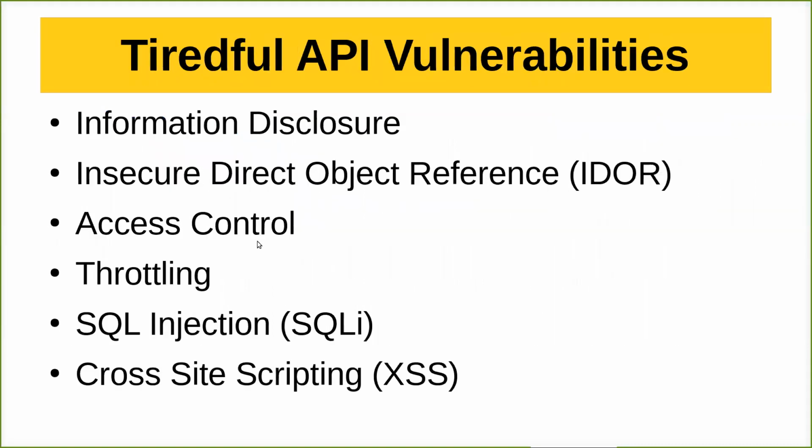So some of the Tiredful API vulnerabilities include information disclosure, insecure direct object reference, which is commonly called IDOR, access control, throttling, SQL injection, or SQLite as you see it often, and cross-site scripting, XSS.